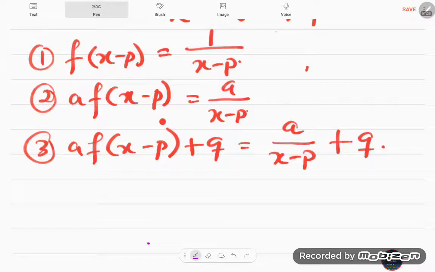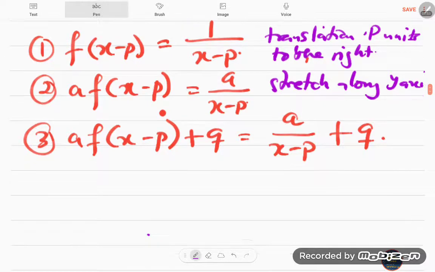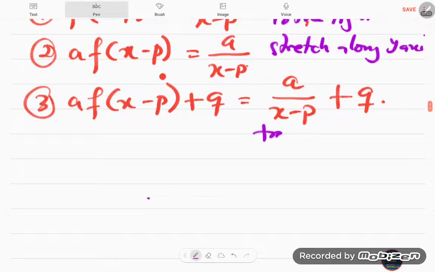Again, like we stated in the previous graph for your quadratics, the first transformation is going to be a translation p units to the right. The next one is going to be a stretch along the y-axis, where we multiply the y coordinates by a. And then the last one is going to be a translation q units upwards. Why? Because it's happening outside of the brackets. Okay, and that gives us that graph right there.